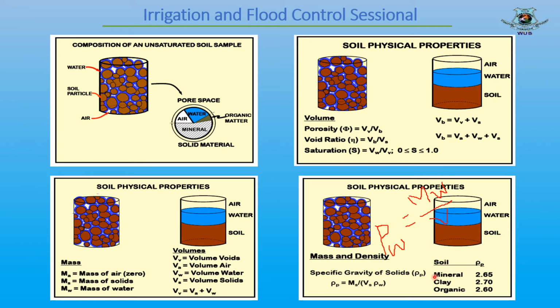Now, the specific gravity of soil particles may vary from 2.65 to 2.7, and more specifically we can say the specific gravity of mineral soil is equal to 2.65, clay soil is equal to 2.7, and organic soil is equal to 2.6.